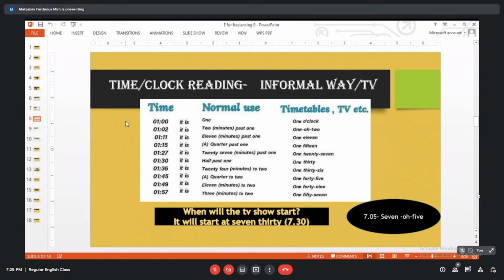See the whole table here. The left portion is the normal use, when you are asked what time it is. This one is about your daily routines or timetables, how you are maintaining and passing your whole day's activities. Along with that, when you are asked about a television program, like when your favorite show will start, you should simply say 7:30, 7:10, just like that. Got it? Up to this point, I have recalled the whole thing.